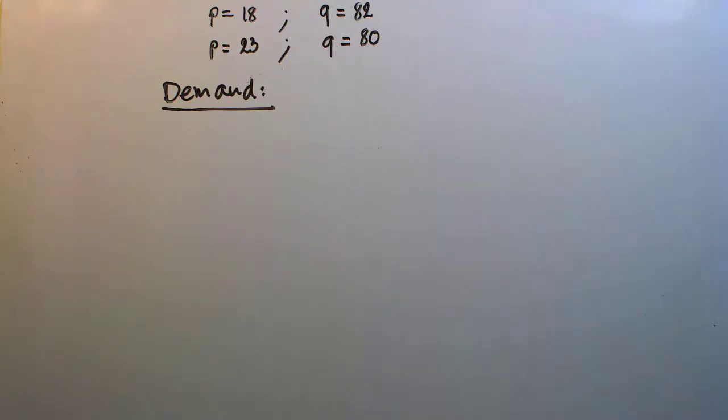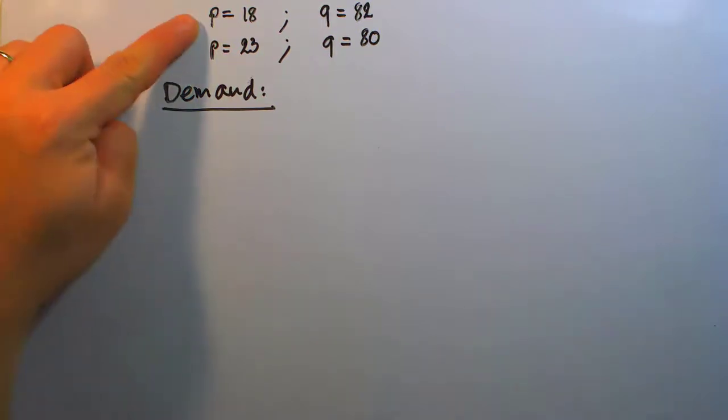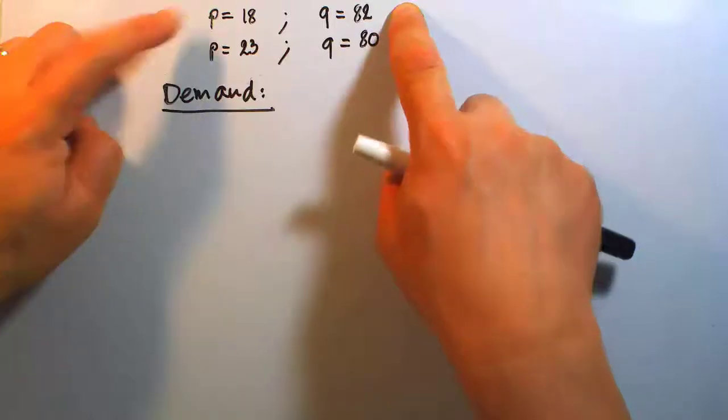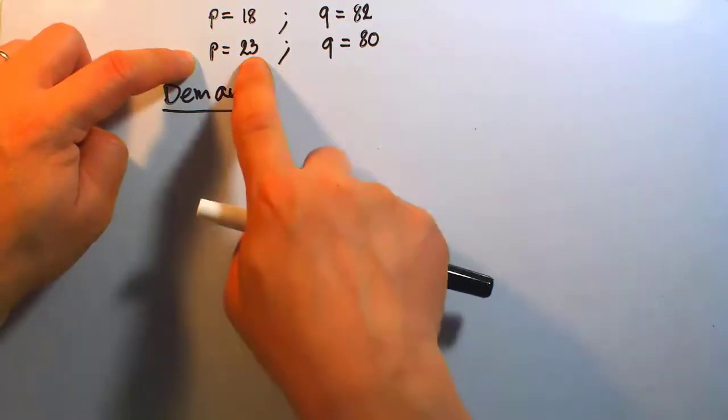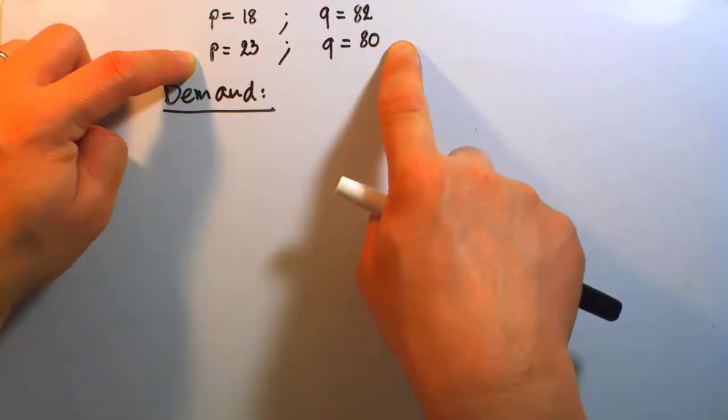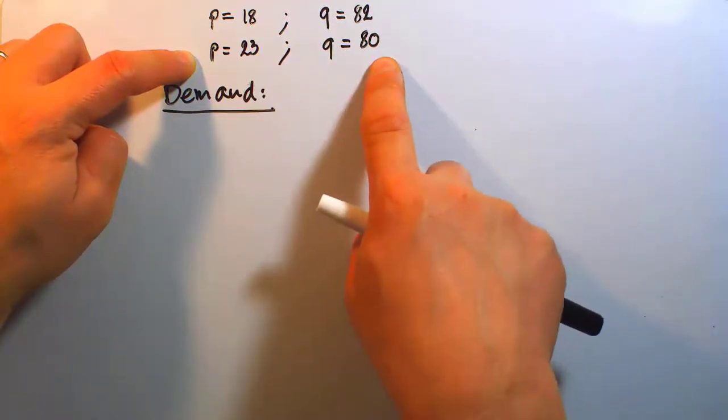So the tricky part here is that demand is simply being given as two different pairs of values. When price equals $18, then you can sell 82 units daily. When price changes to $23 per unit, then you can sell only 80 units daily.